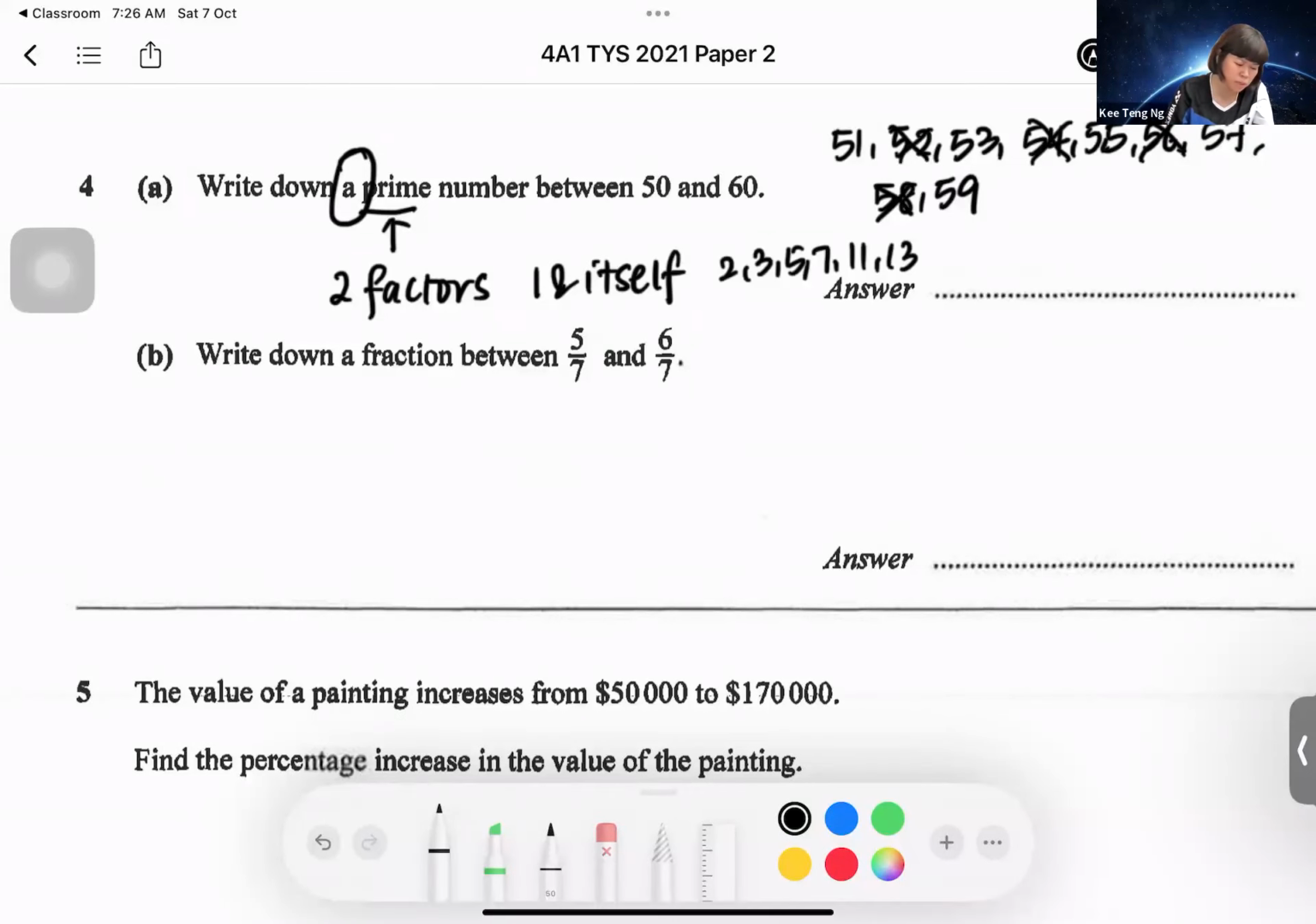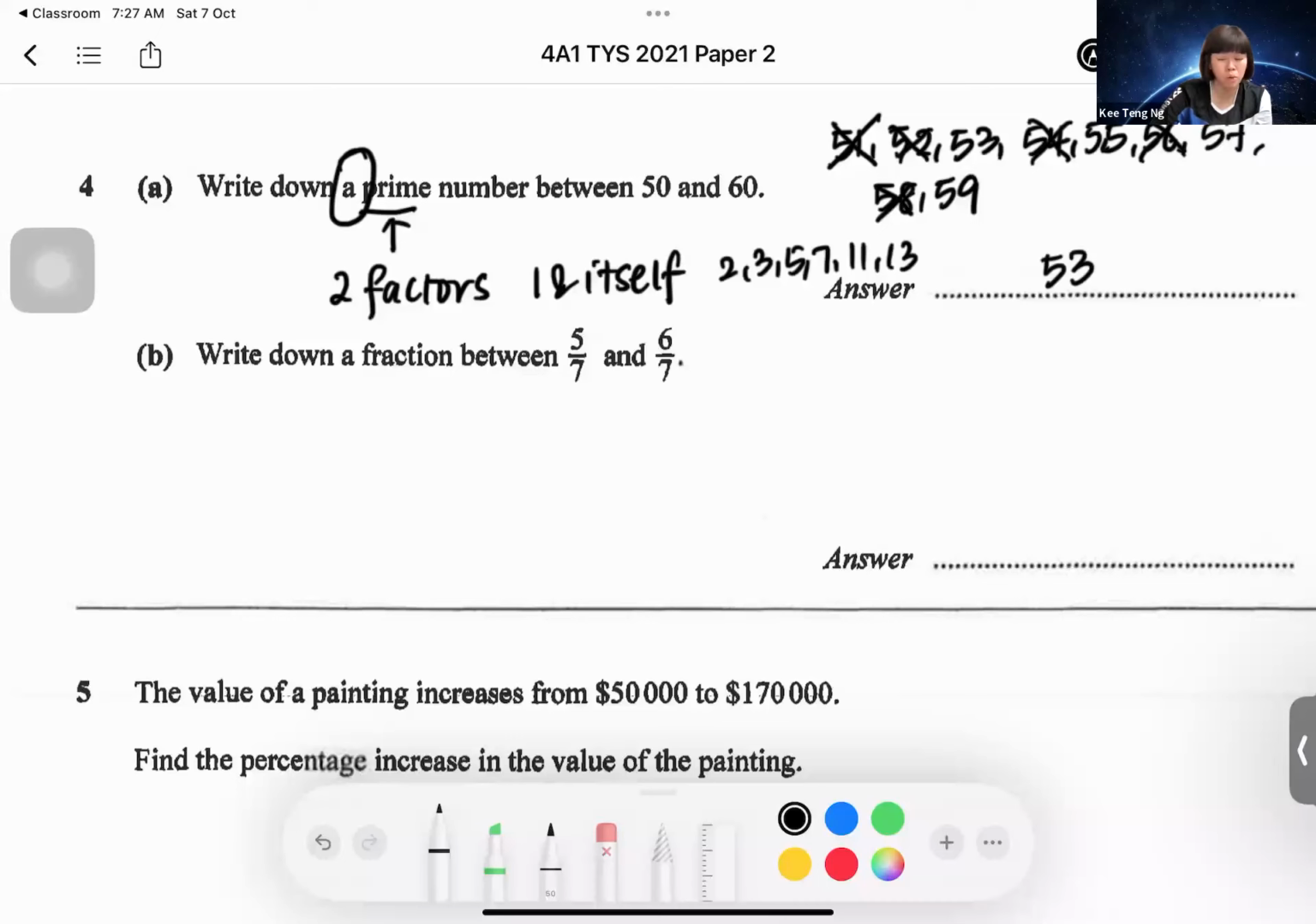Can 51 be divided by 3? Oh, 51 divided by 3 is 17. So this is definitely not a prime number. What about the number 53? Can 53 be divided by 3? Cannot. 53 divided by 7? No. 53 divided by 4, 8, 9, 11, 13, right? All don't have. So in this case, 53 is one of the prime numbers.